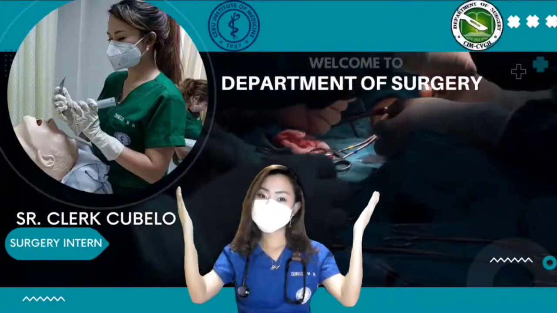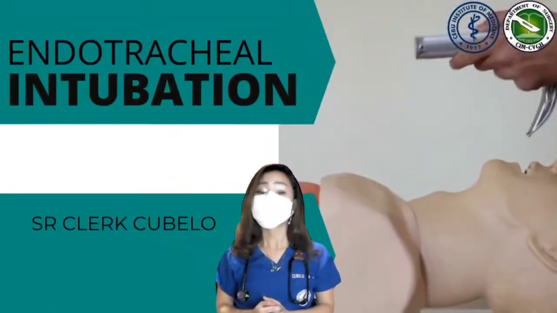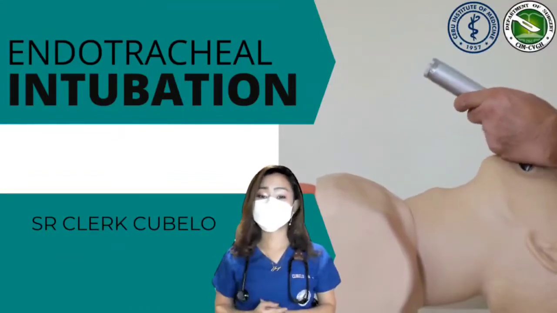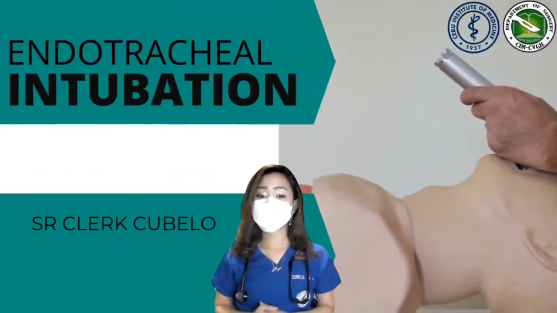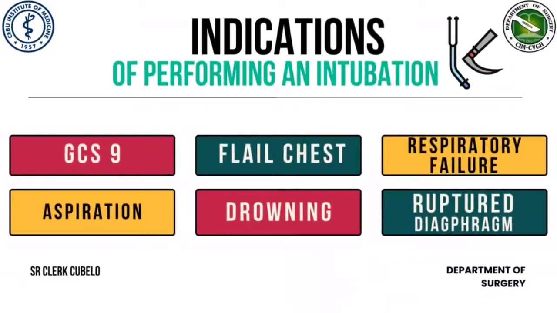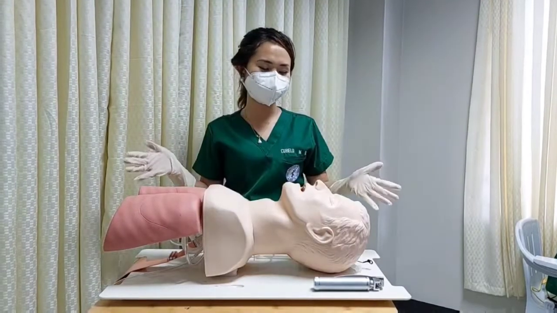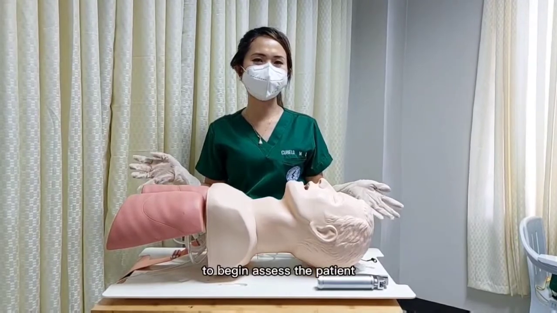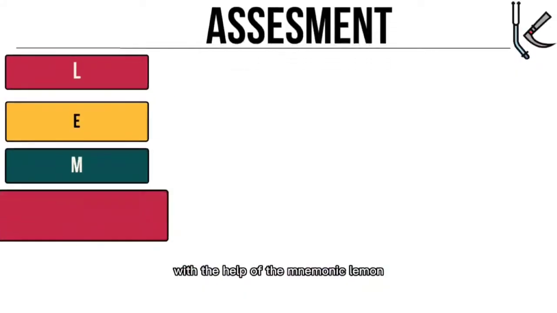For today's episode, I will be performing endotracheal tube intubation. So these are the indications of performing an ETT, which includes AGCS-9, flail chest, respiratory failure, aspiration, drowning, and ruptured diaphragm. To begin, assess the patient with the help of the mnemonic LEMON.